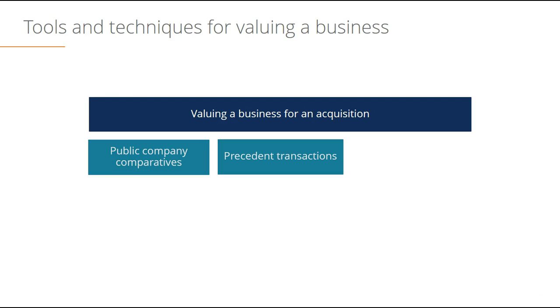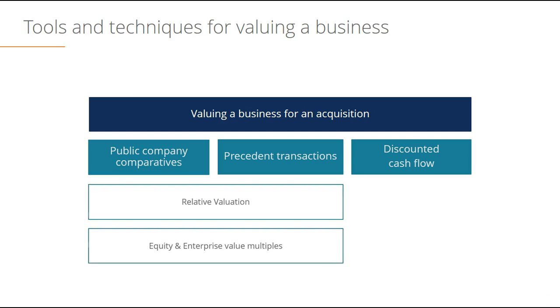The third category is discounted cash flow analysis, or DCF. DCF analysis looks at the intrinsic value of the business. It is not relative to any other business and looks solely at the business on its own.